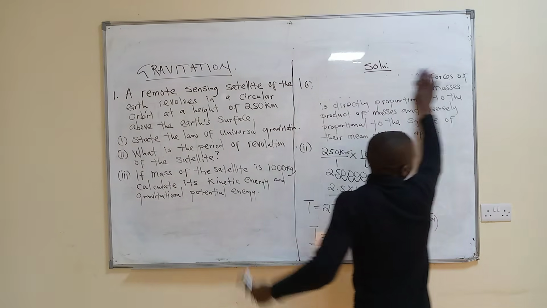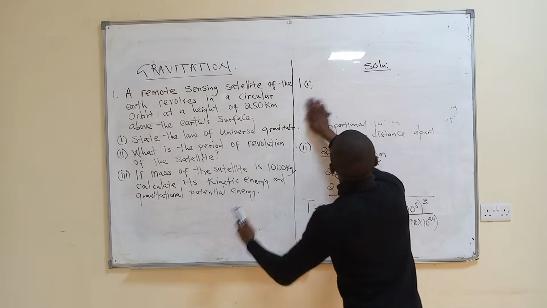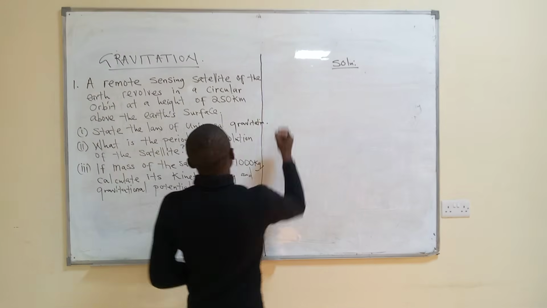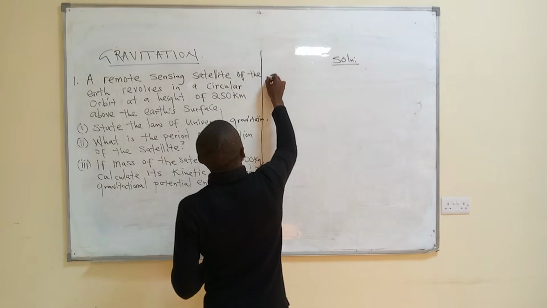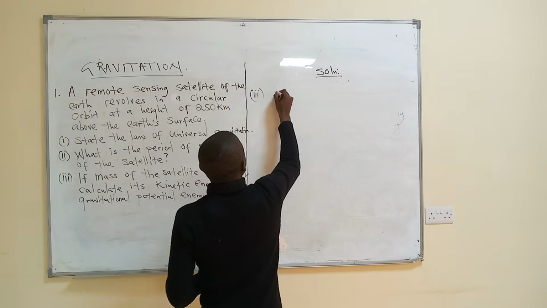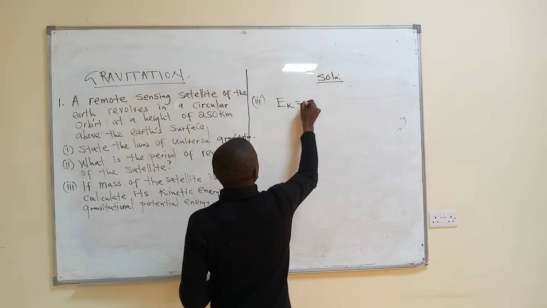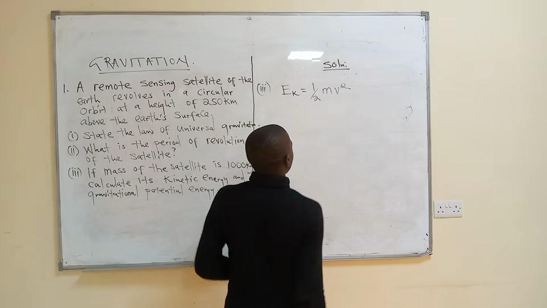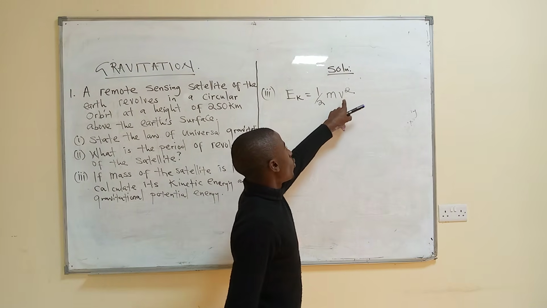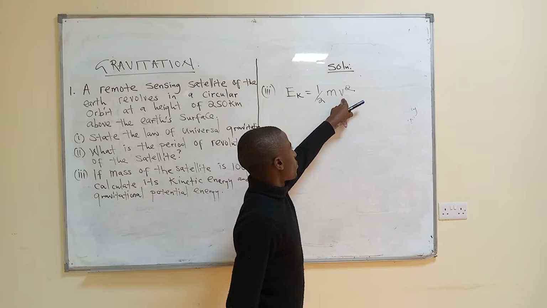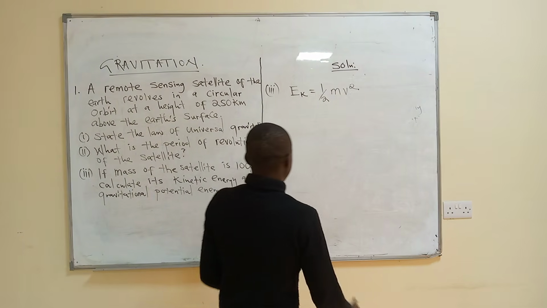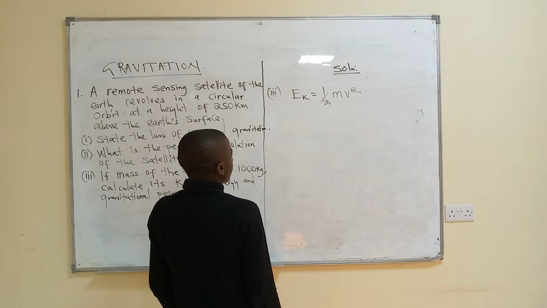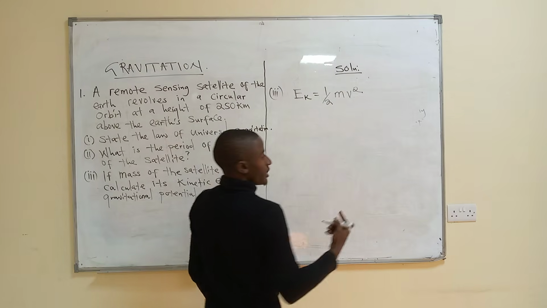So let me just start this part. From there, that is question 3. Kinetic energy is given by this formula, 1 over 2 mass velocity squared. The mass is given, so we have to calculate what? Velocity. Now, velocity, that is the orbital velocity.